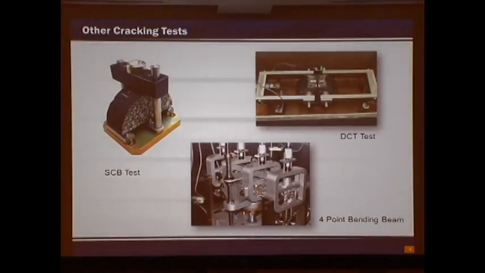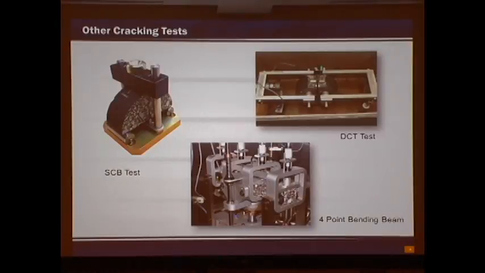We also wanted to look at some other cracking tests, like the semicircular bending beam test, which was being done in Louisiana and Illinois, a couple of versions of that. There was also the DCT test, a disc-shaped tension test, which was done out of Illinois as well. And then, of course, there's the 4-point bending beam test, which was being used by quite a few people. It didn't appeal to us because it takes so long to run, and we still had a lot of variability in that test.